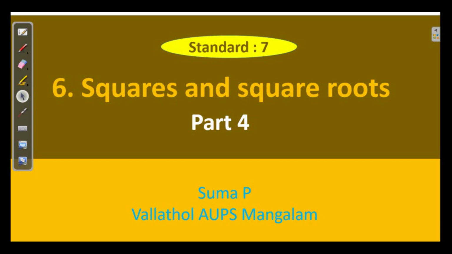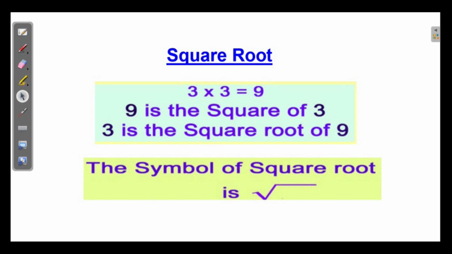Hi, squares and square roots, the fourth worksheet. We know 9 is the square of 3. 3 is the square root of 9. And the symbol used is this one, square root of. We can write so and read it as square root of.